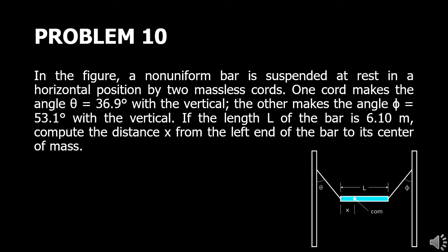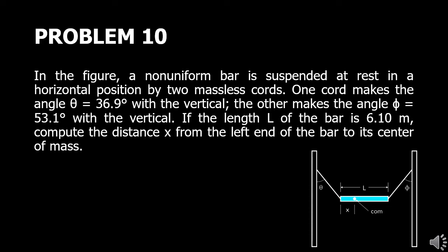In the figure, a non-uniform bar is suspended at rest in a horizontal position by two massless cords, as shown in the figure below. One cord makes the angle theta equal to 36.9 degrees with the vertical, while the other makes the angle phi equal to 53.1 degrees with the vertical. If the length L of the bar is 6.1 meters, compute the distance x from the left end of the bar to its center of mass.